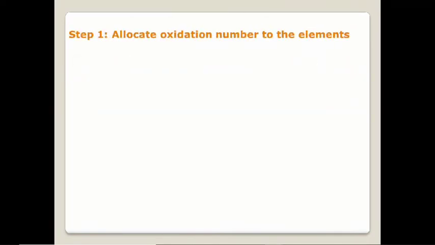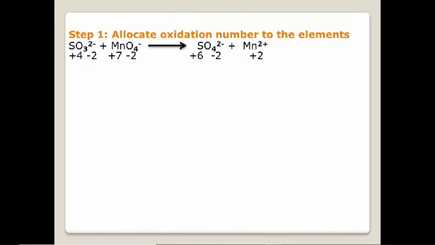So the first step is to allocate oxidation number to the element. I saw that in my last video. So if you learnt it properly, you will find out that sulfur has the oxidation number of +4 in sulfite ion, while oxygen is -2 in the same ion.